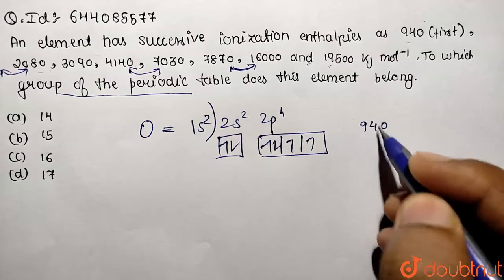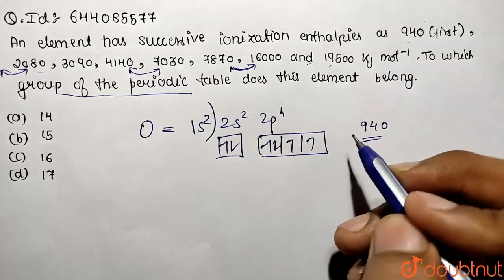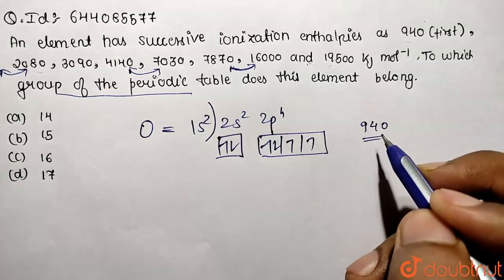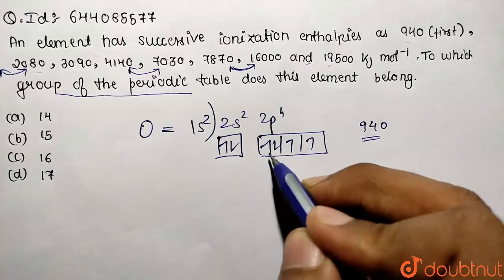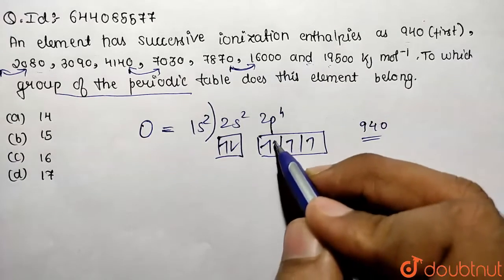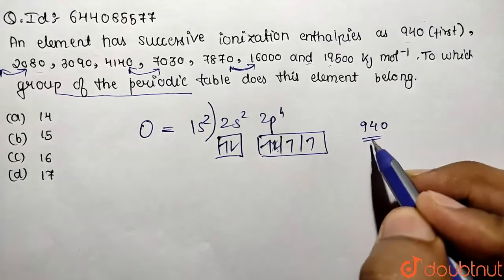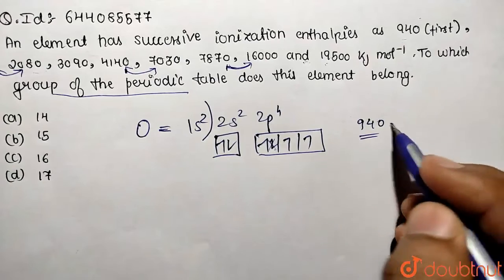I am taking a demo example, this is not the correct solution, so I am explaining how to deal with that. 940 is somewhat less value because 3 are already stable and the 4th is added basically, so this is going to be removed out. This is the first.